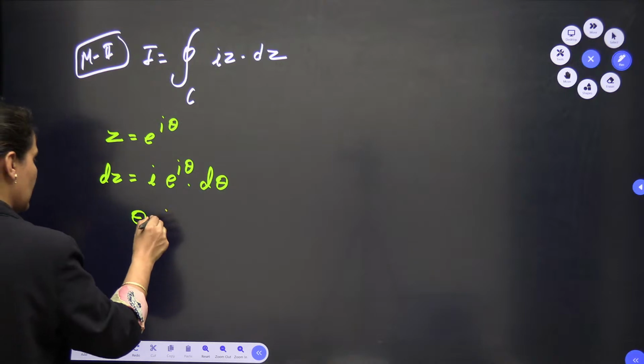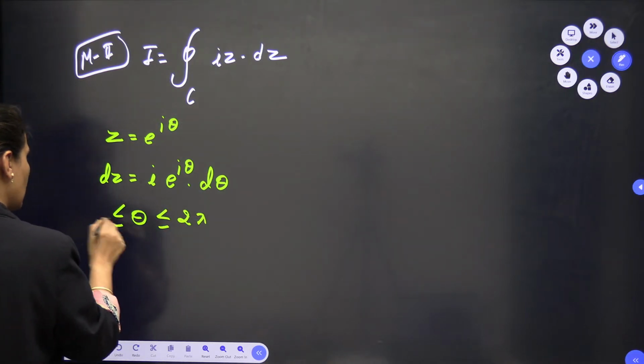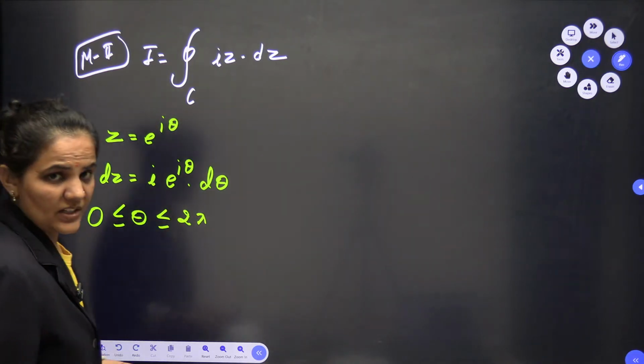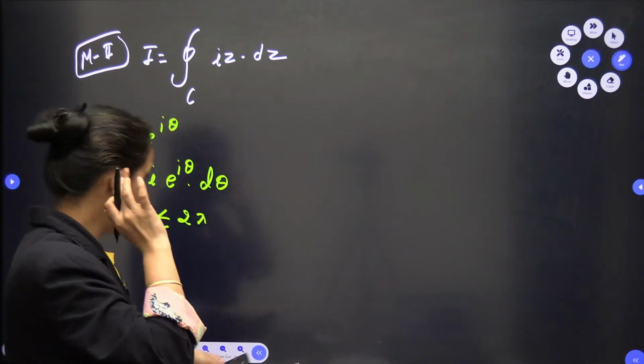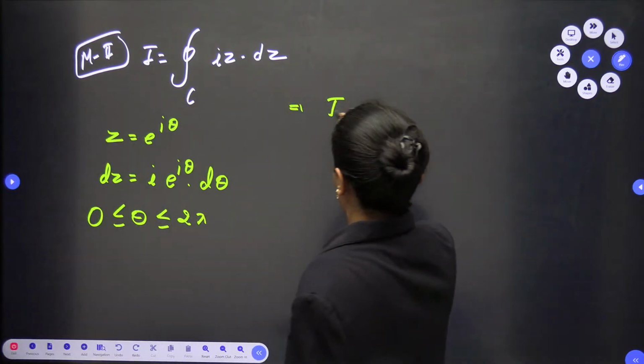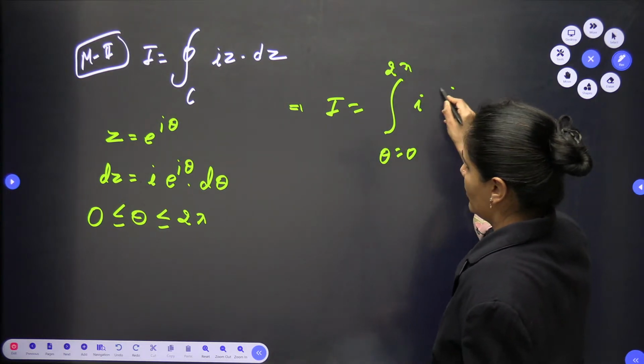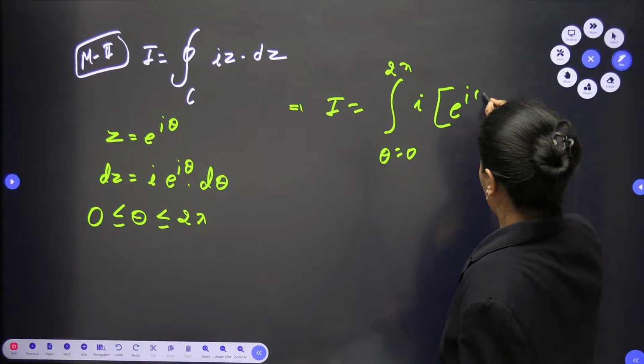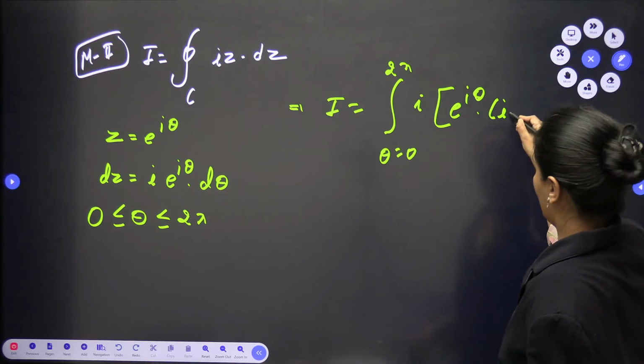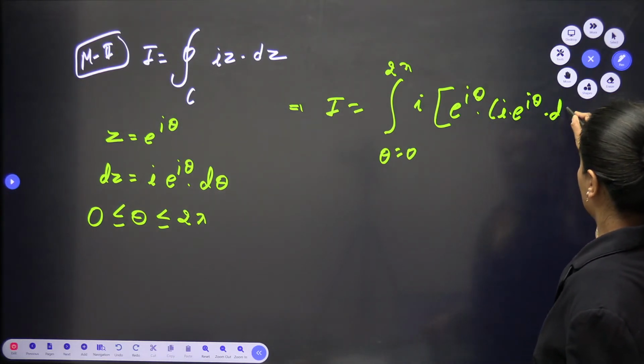So for the unit circle, theta will exist between 0 to 2 pi. Take a complete angle. So then we can write down here the result. So this I will be the integration, theta equals 0 to 2 pi. I is already there. Z is e power iota theta, or dz is iota e power iota theta d theta.